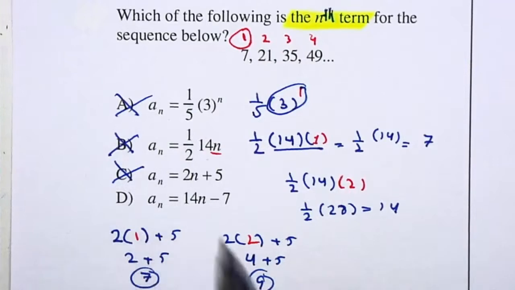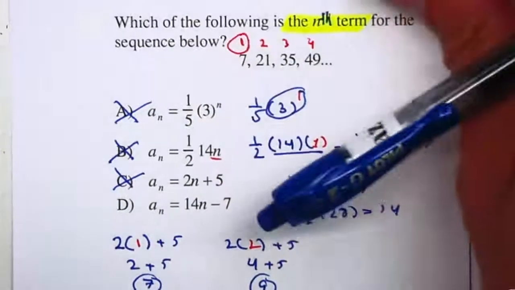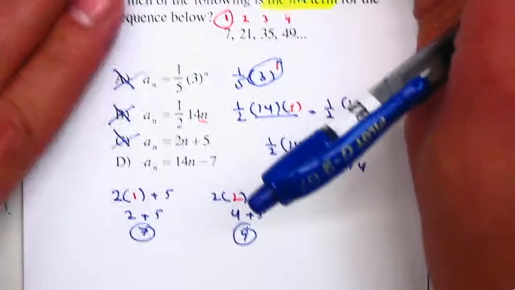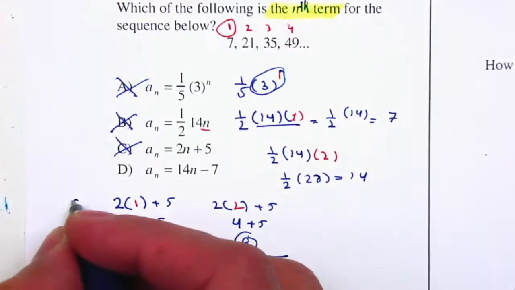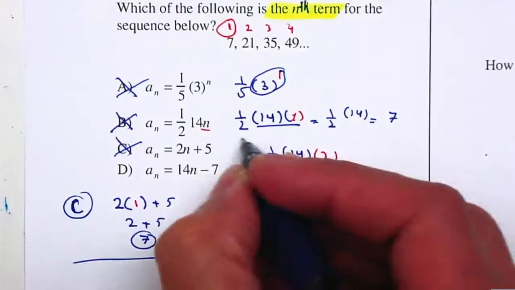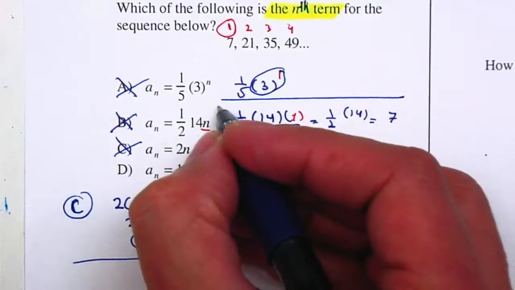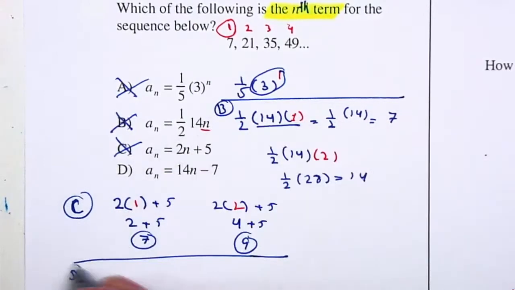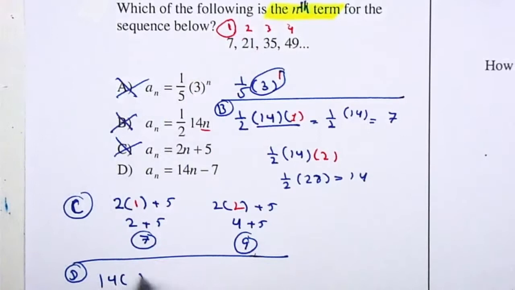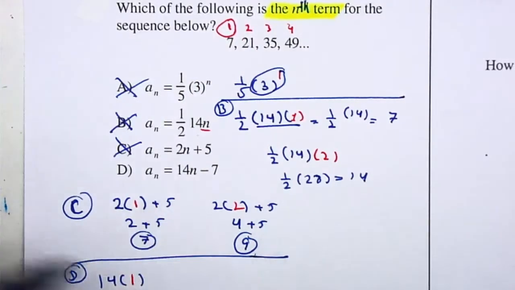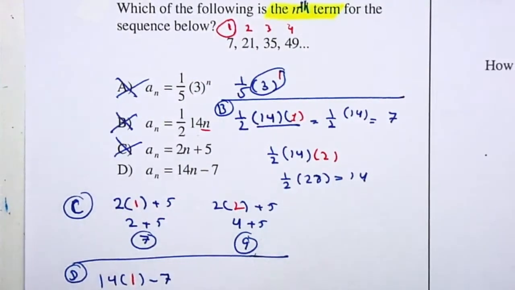So now let's try letter D. I'm going to plug in a 1 and see if it gives me a 7. So it'll be 14 times 1 minus 7. So 14 minus 7 gives me 7. So that works for the first one.